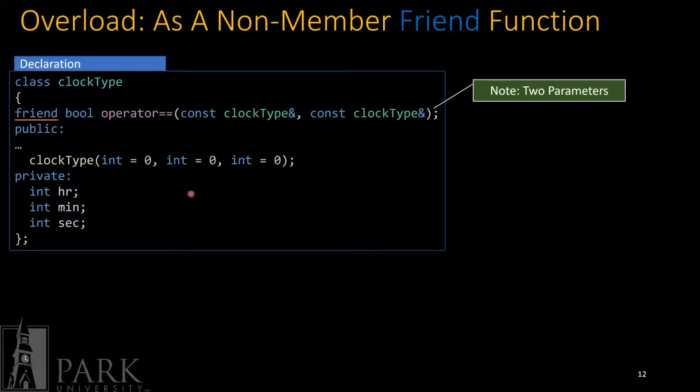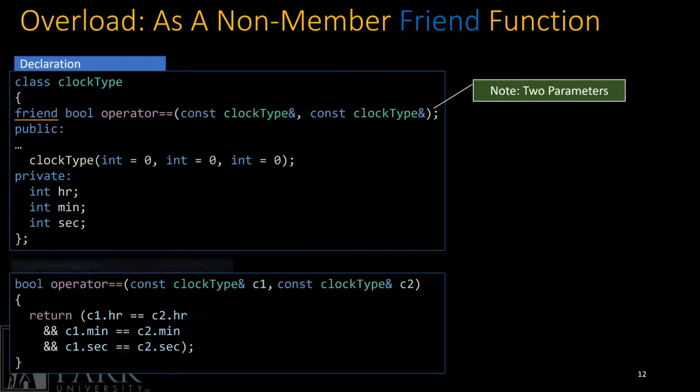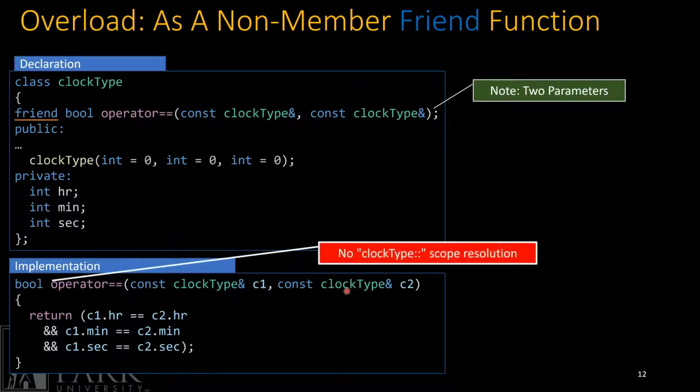So that's the declaration. Now let's take a look at the implementation. And you can see here that the function isn't a member of the clock class. We have no scope resolution operator. We have no clock type, colon operator. We just have the function name. This function directly accesses the private data members of parameters C1 and C2. And that's the benefit of being declared a friend: we are telling the compiler that even though this function doesn't belong to clock type, we're going to allow it to access all of our private data members.